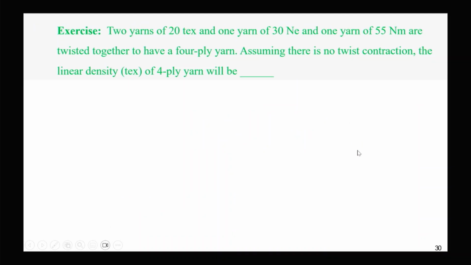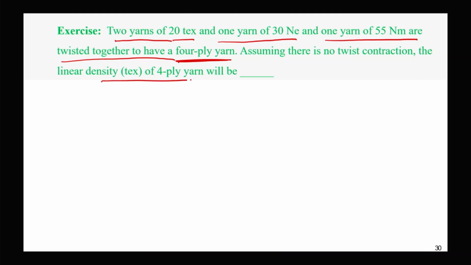Another numerical: 2 yarns of 20 tex, 1 yarn of 30 Ne, and 1 yarn of 50 Nm are twisted together to make a 4-ply yarn. We are getting a 4-ply yarn with no twist contraction, and we need the tex value of the 4-ply yarn.